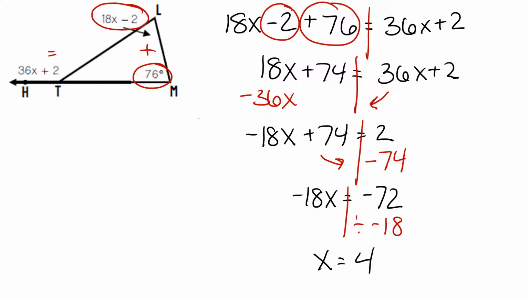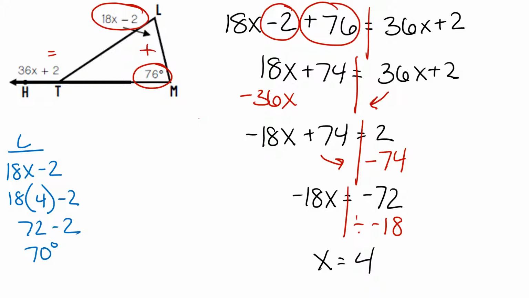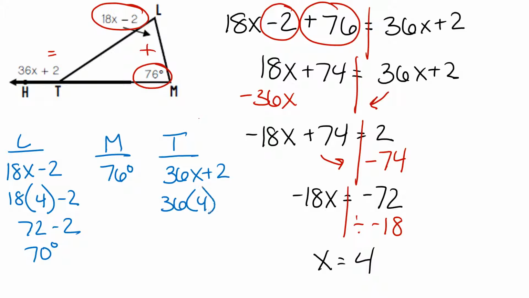But we're not finished. We have to take that answer and plug it back into each equation. For letter L, we have 18x minus 2. So 18 times 4, which is going to give us 72, minus 2 is 70. Angle M is already solved for us, 76 degrees. And for angle T, we have 36x plus 2. So 36 times our answer 4 is going to give us 144 plus 2, which is 146.